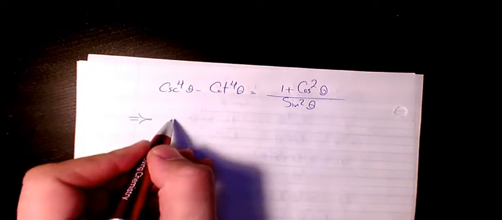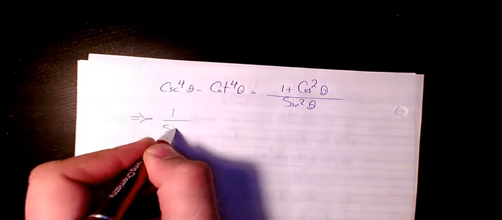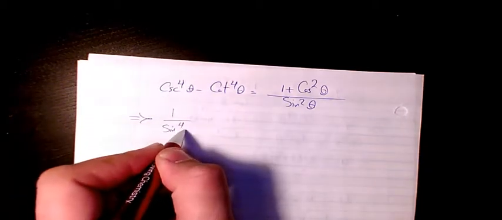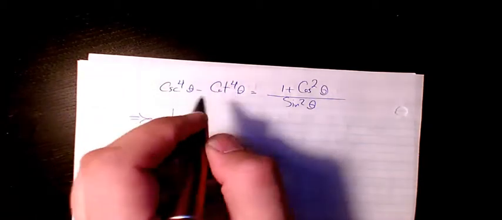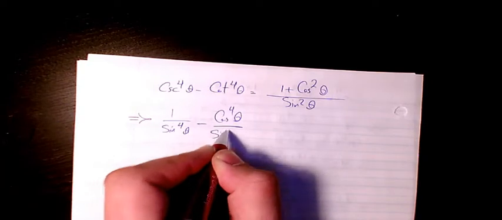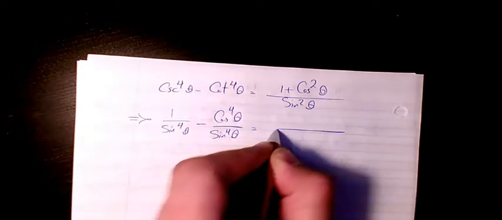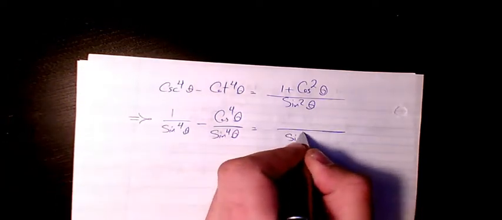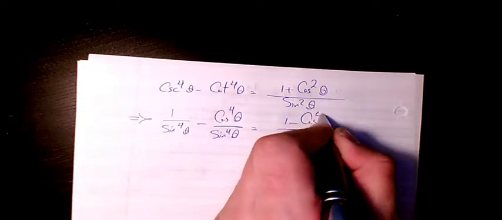So cosecant is the inverse of sine, so it's going to be 1 over sine to the power of 4 theta. Cotangent is going to be cosine to the power of 4 theta divided by sine to the power of 4 theta. Since we have the same denominator, I'm going to write sine to the power of 4 theta, 1 minus cosine to the power of 4 theta.